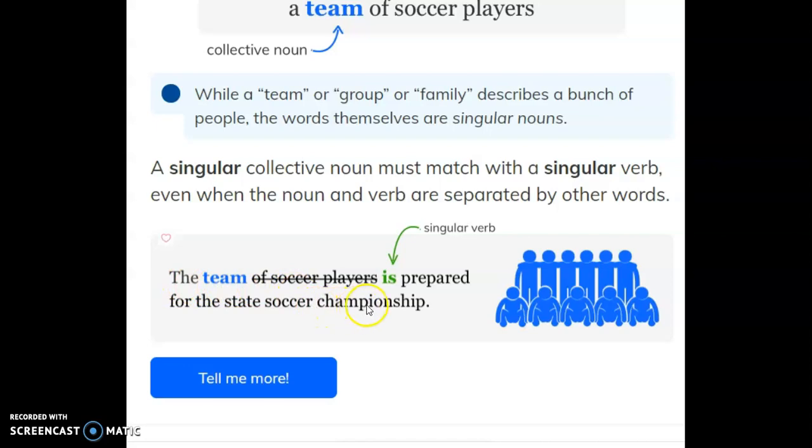The team of soccer players is prepared for the state soccer championship. So we're talking about the team itself and it is prepared. So don't get confused by this part, which is plural. You have to focus on the collective noun itself.